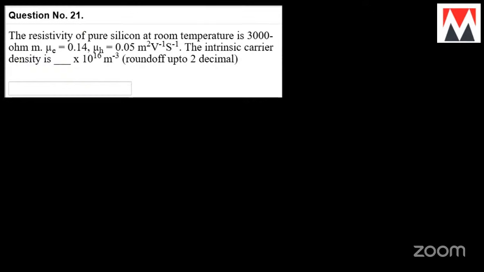Good. So resistivity of pure silicon, sorry, at room temperature is 3000 ohm. mu E is equal to 0.14, mu H is equal to 0.05. The intrinsic carrier density is dash into 10 power 6. Please try this.